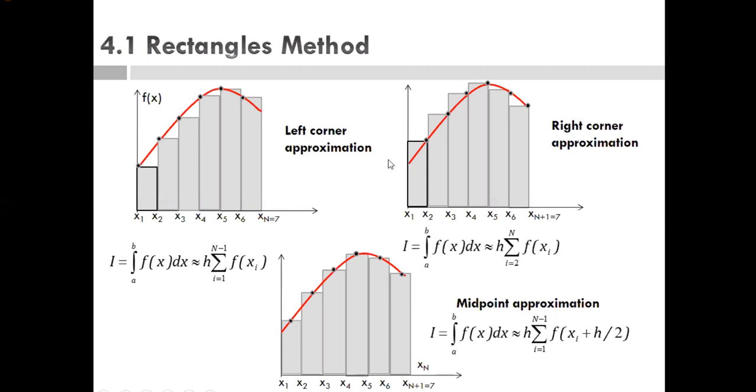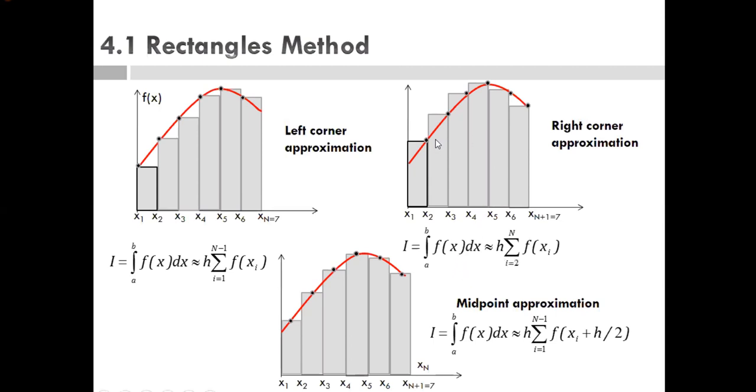A student asks whether it must be n. No, it's still n minus 1. You have n minus 1 rectangles. In all the cases, you will have n minus 1 rectangles. The right corner goes from 2 till n, so you have n minus 1.